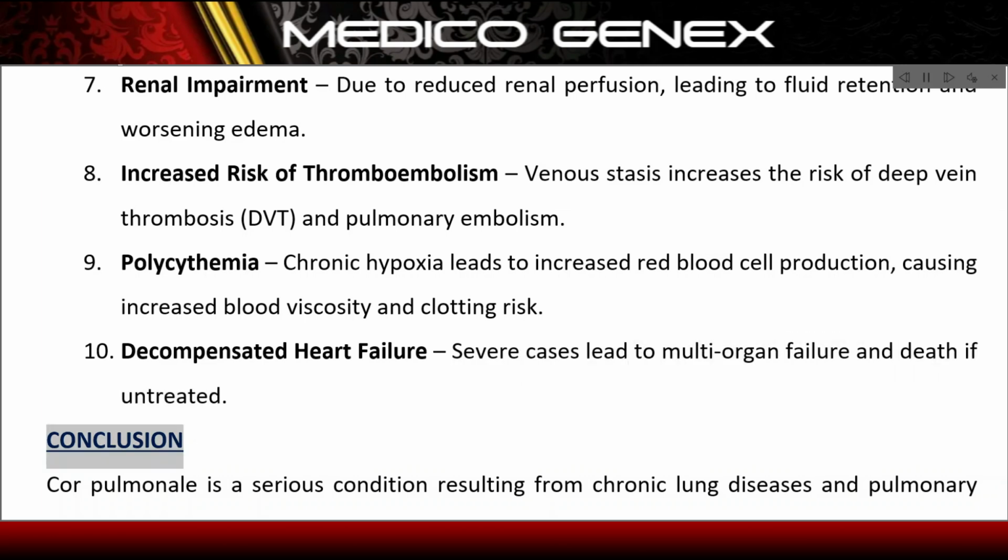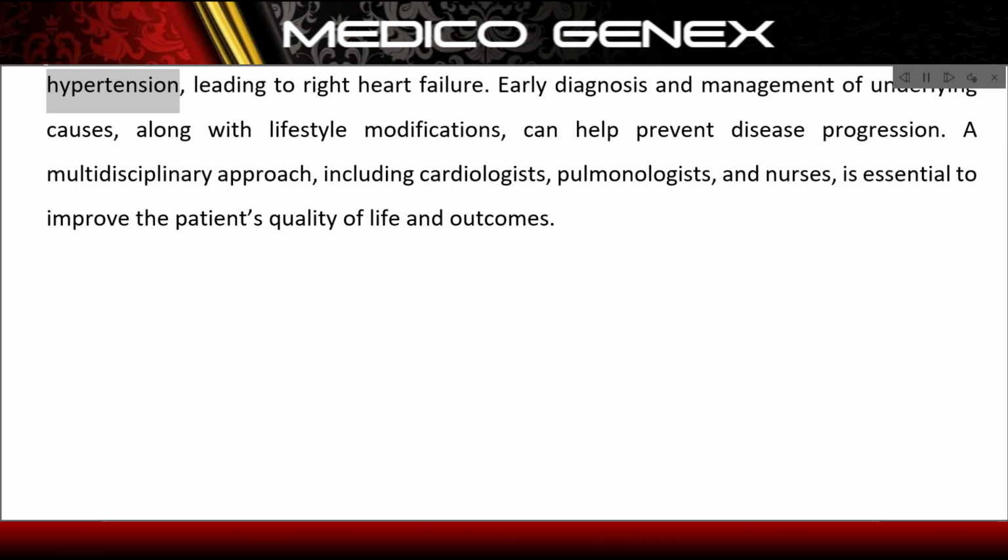Conclusion: Cor pulmonale is a serious condition resulting from chronic lung diseases and pulmonary hypertension, leading to right heart failure. Early diagnosis and management of underlying causes, along with lifestyle modifications, can help prevent disease progression. A multidisciplinary approach, including cardiologists, pulmonologists, and nurses, is essential to improve the patient's quality of life and outcomes.